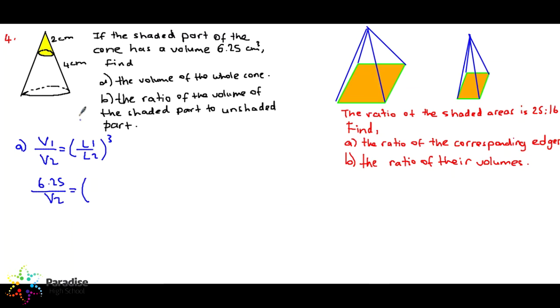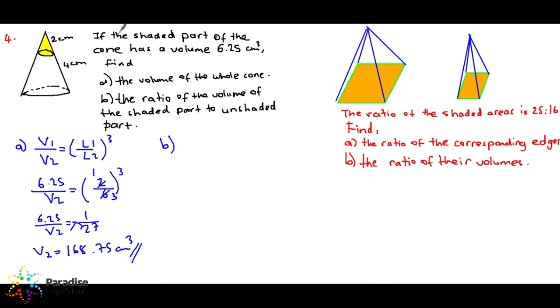The slant height of the smaller cone is 2. The corresponding sides are the slant heights. What is the slant height of the whole cone? 6. It's going to be cubed. I can simplify to 1 over 3 cubed. So 6.25 over V2 is equal to 1 over 27. Cross multiply: V2 is equal to 6.25 times 27, which makes 168.75 cm cubed. That's the answer to the first question.